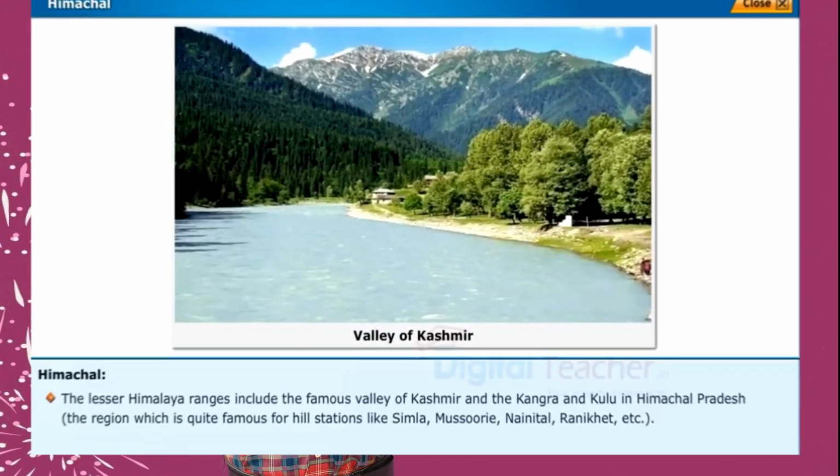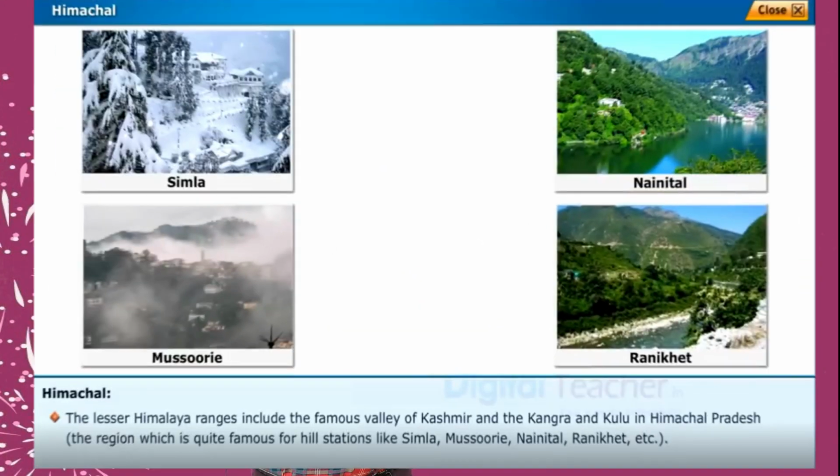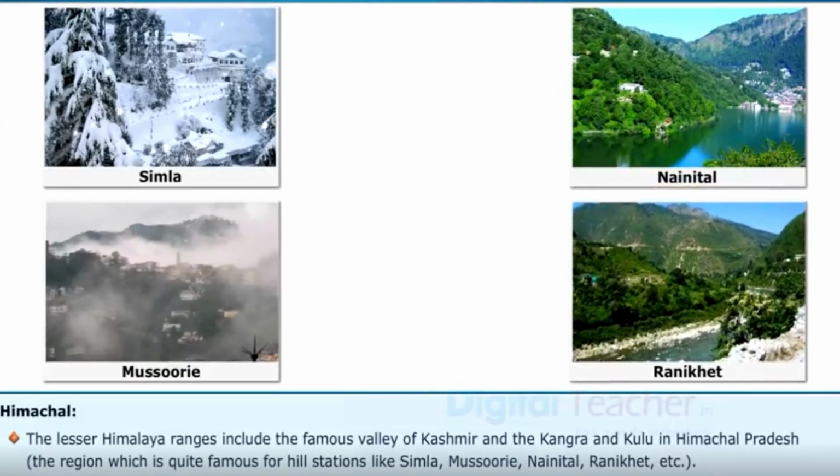The Lesser Himalayas consist of valleys like Kashmir, Kangra and Kullu in Himachal Pradesh. The Lesser Himalayas are well known mainly for hill stations: Mussoorie, Nainital and Ranikhet. The Lesser Himalayas are covered by evergreen forests. And the third one, the Shivalik ranges.